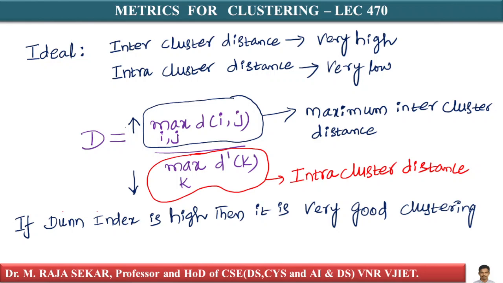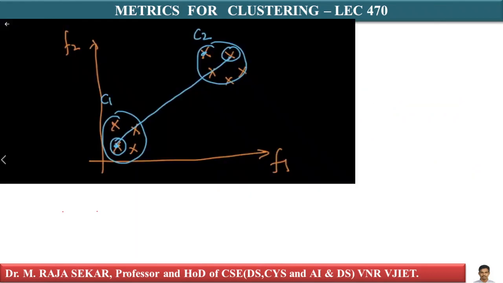In the Dunn index, we want to measure the cluster distance between Ci and Cj, that is the numerator. Similarly, the intra-cluster distance is the denominator. Let's see how to measure it. Let's draw a diagram. Let's assume this is my feature 1 and this is my feature 2, and you have your data points.